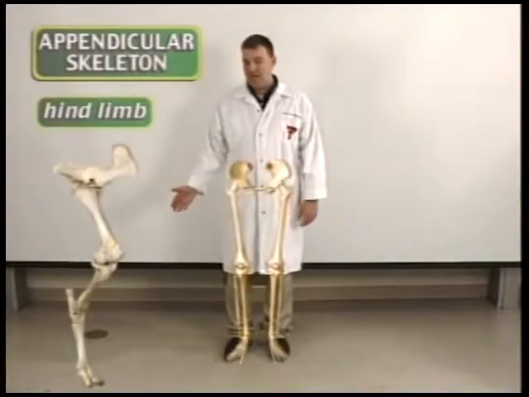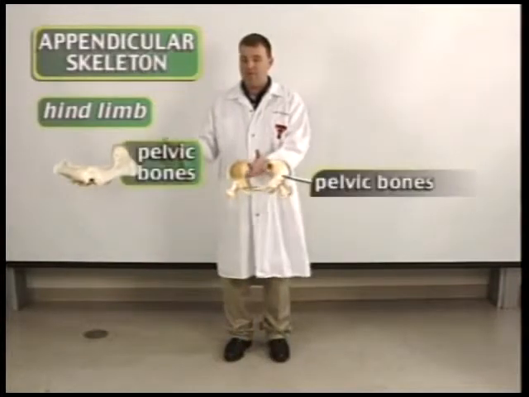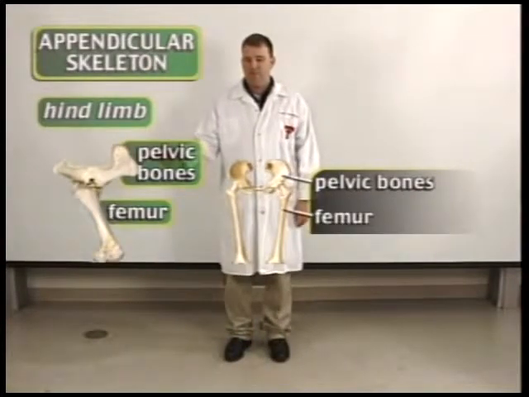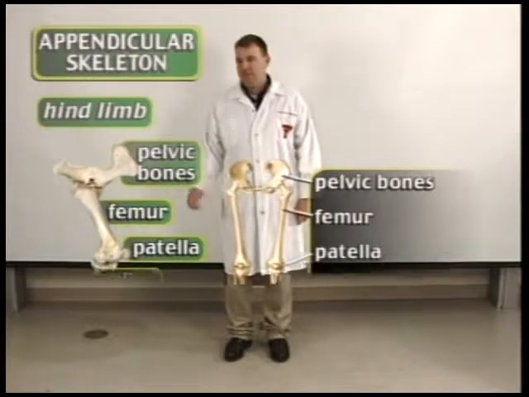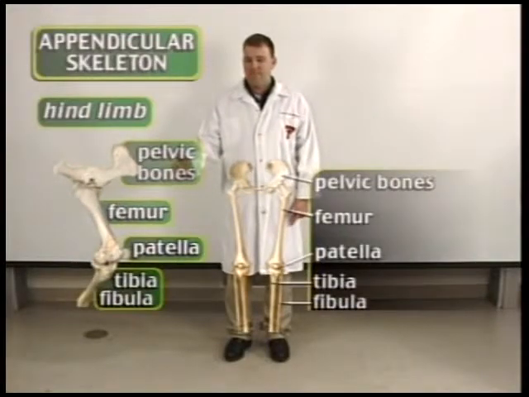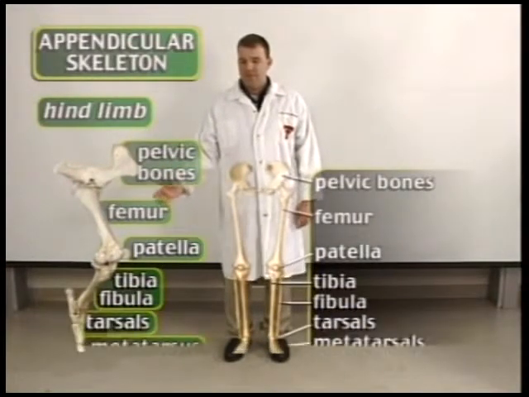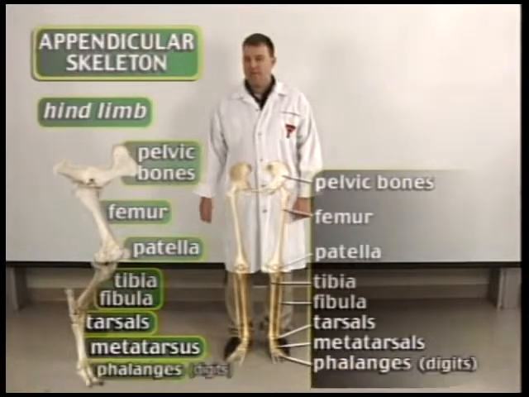When we look at the bones of the hind limb, the first bones we'll find are those of the pelvis, followed by the femur, then the patella, the tibia and the fibula, the tarsals, the metatarsus, and finally the phalanges or the digits.